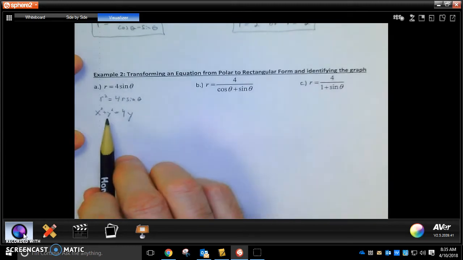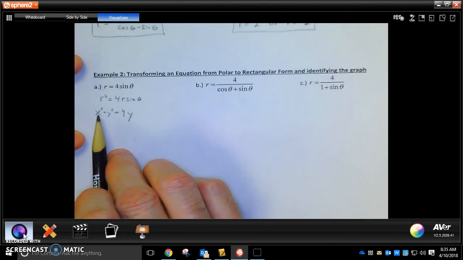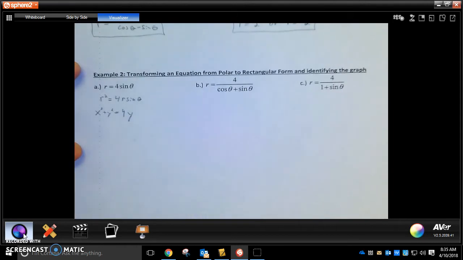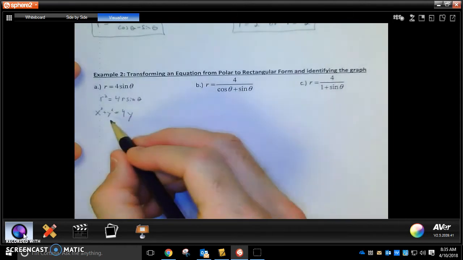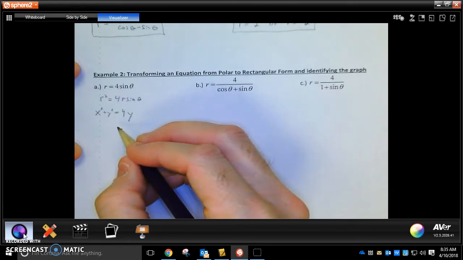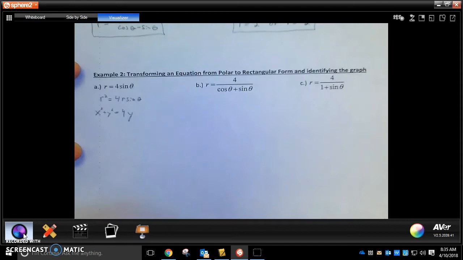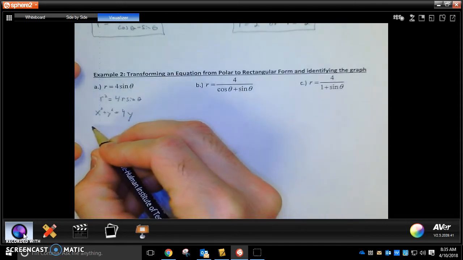Now, this is a circle. Since we have an x squared and a y squared, if you remember back to last semester, that would be the equation of a circle. So what we're going to do is get this in standard form. This is something we've already done. It's been a few months, but you've already done this. All right, so let's get everything on the same side.